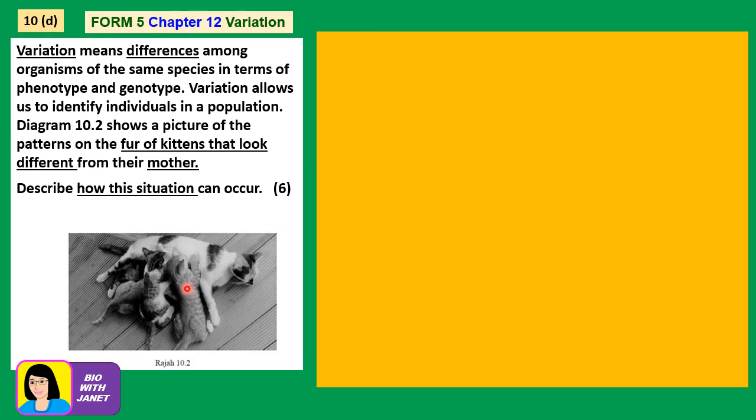So the genetic factor is involved to cause variation, right? So think for a while, what are the genetic factors that cause variation? There are 4 genetic factors. Now, are environmental factors involved here?